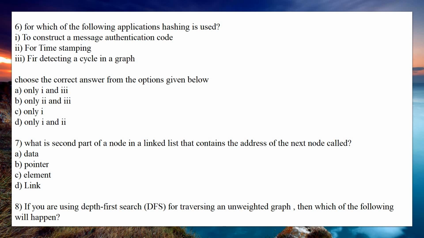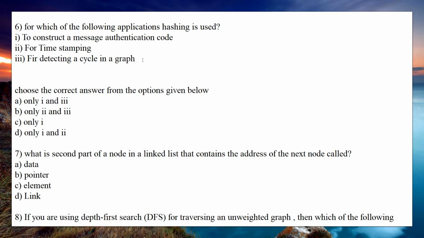Whether it is used to construct a message authentication code, for time stamping, or for detecting a cycle in a graph. The main application of hashing is constructing a message authentication code and time stamping for real-time applications. But they have told you to choose any one of the options, so you can choose either to construct a message authentication code, or, for real-time applications, time stamping.